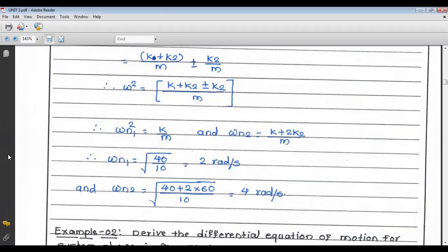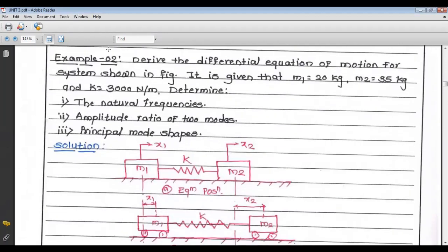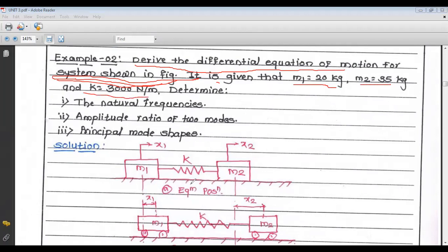Now we are going to see our next problem. So what is our next problem? Derive the differential equation of motion for the system as shown in the figure. So we have to find the differential equation of the system. It is given that M1 is equal to 20 kg, the value of M2 is equal to 35 kg, and the value of K is equal to 3000 Newton per meter. So determine first the natural frequencies, second the amplitude ratio of two modes, and third the principal mode shapes.